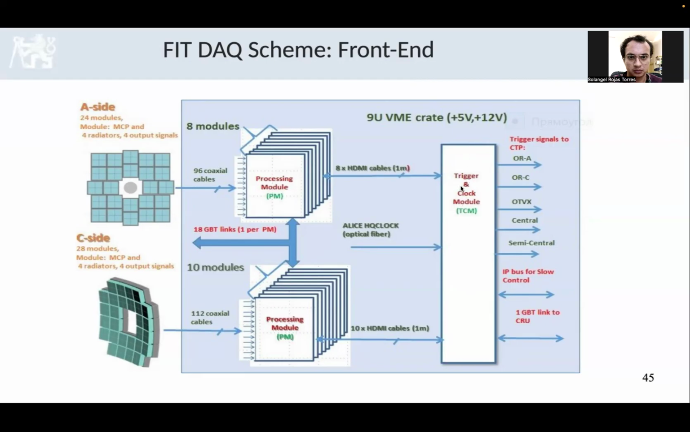This trigger and clock module synchronizes the data taking for each board, and also processes the information from here to provide the different types of triggers to the CTP. So we have A or C, vertex information, centrality, and semi-central triggers. So in this particular case, it's not that complicated because it's level zero. So it's just record or not, whether something happens or not. Yeah.